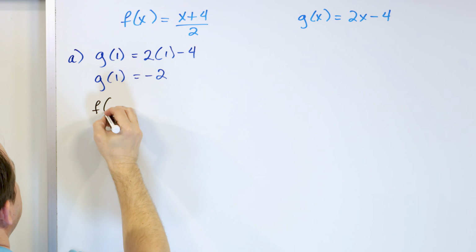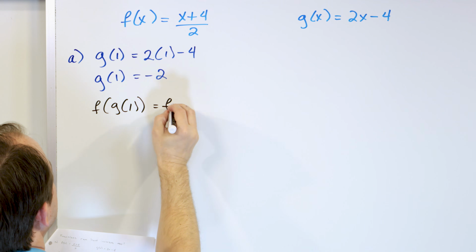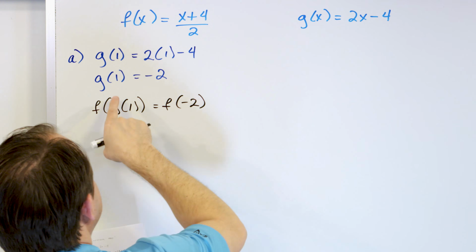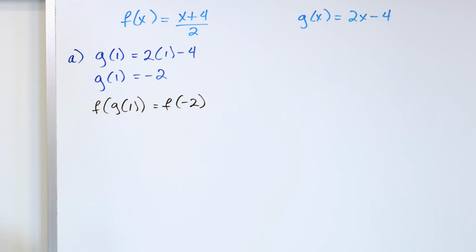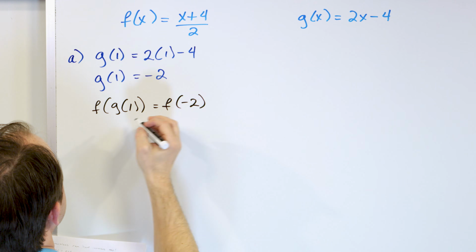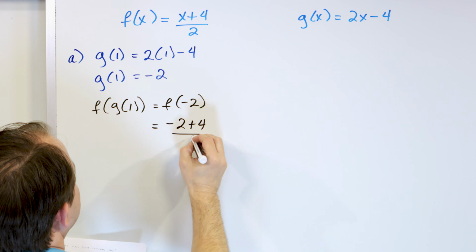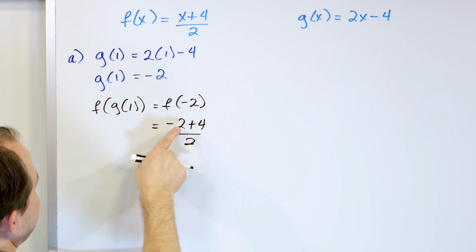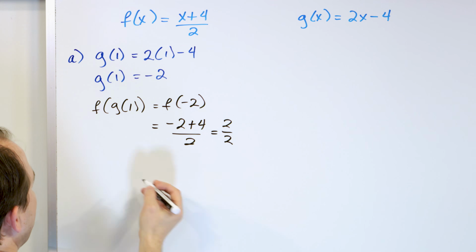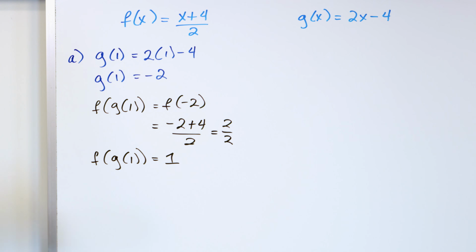And what we get is f of g of 1, which means we've done this. So then we say, let's run the number negative 2 in through the f function, because that's what we got as an output. We stick it into the outermost function here. Okay, what do we get? It's going to be negative 2 plus 4 over 2. Just take it and stick it into here. What do we get here? Negative 2 plus 4 is going to be 2 over 2. So what we get is 1. So f of g of 1 is equal to 1.